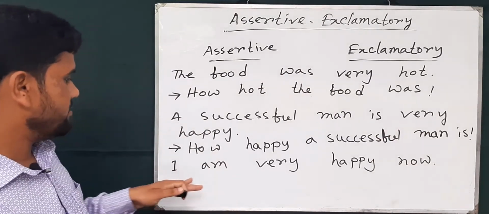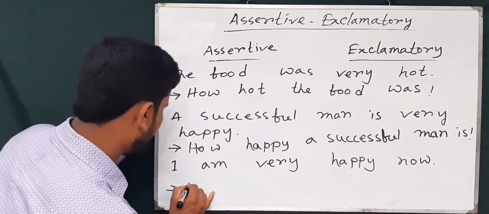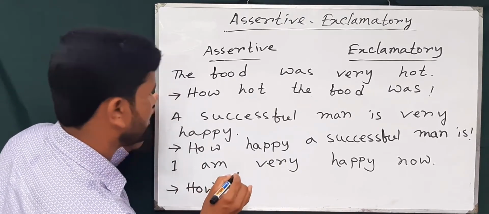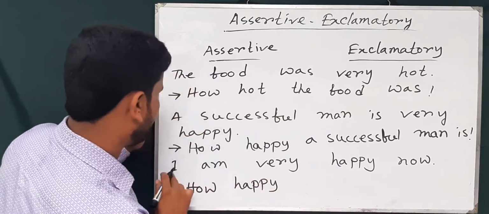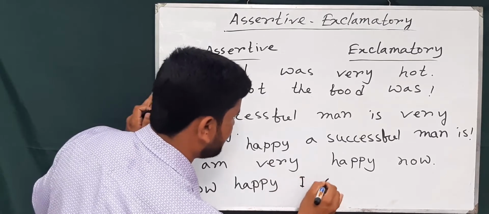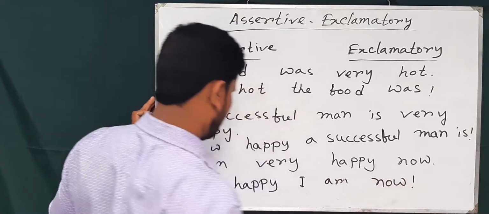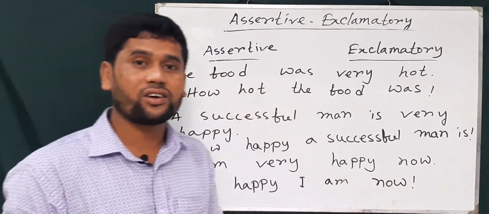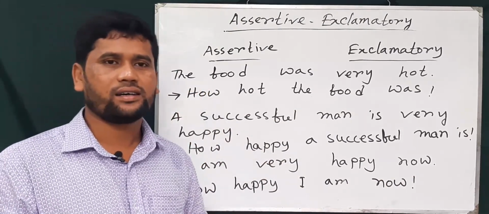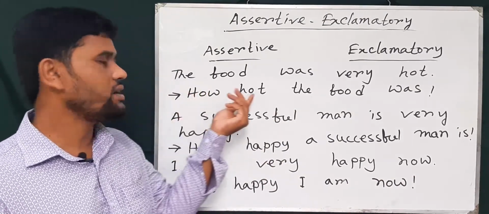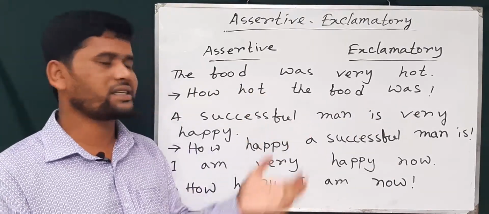And you see here, very happy. So how happy, and then subject and verb, I am now. So when you find very or great without a or an, you can start the exclamatory sentence with how plus adjective, and at the end you can write subject and verb.